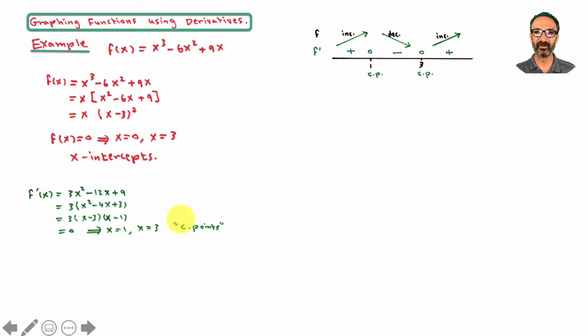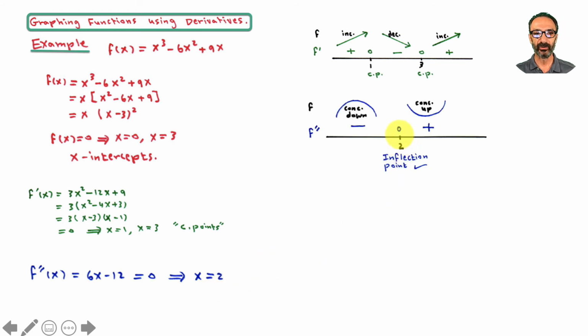Let's go after f double prime and find out concavity. F double prime, the derivative of the first derivative, that's going to be 2 comes down, makes it 6x. Minus 12x is minus 12, and this will go away. Set it equal to 0. With simple algebra, you get x equals 2. At 2, we have 0. Inflection point, yes, because concavity changes from going down to going up.